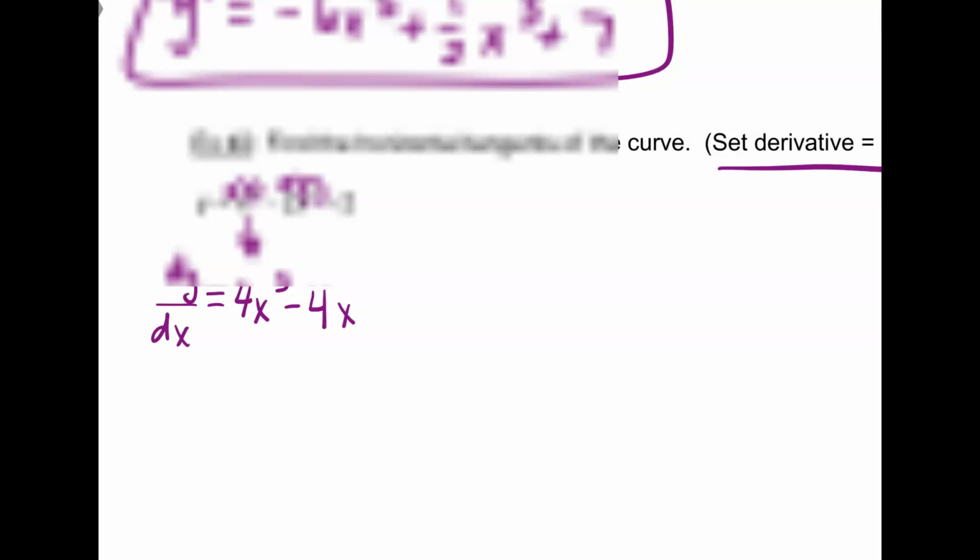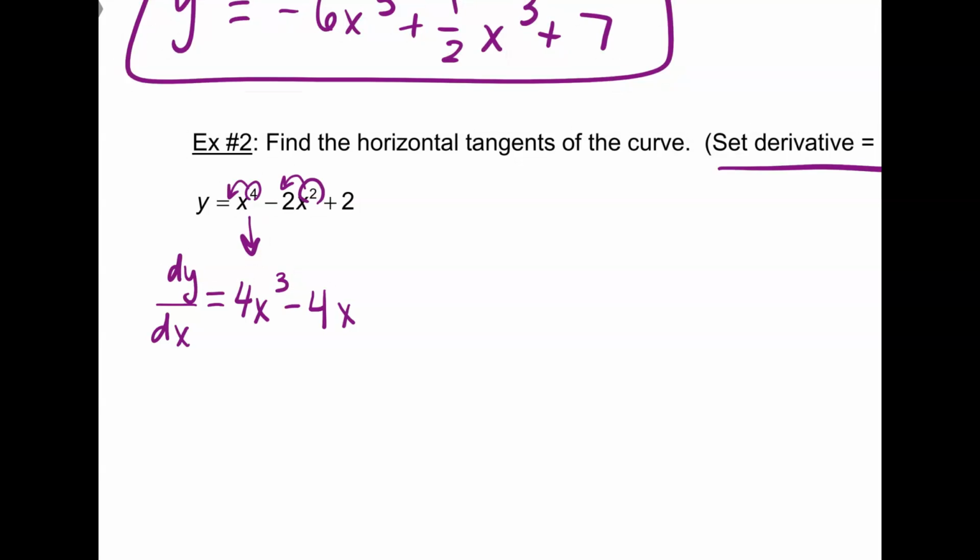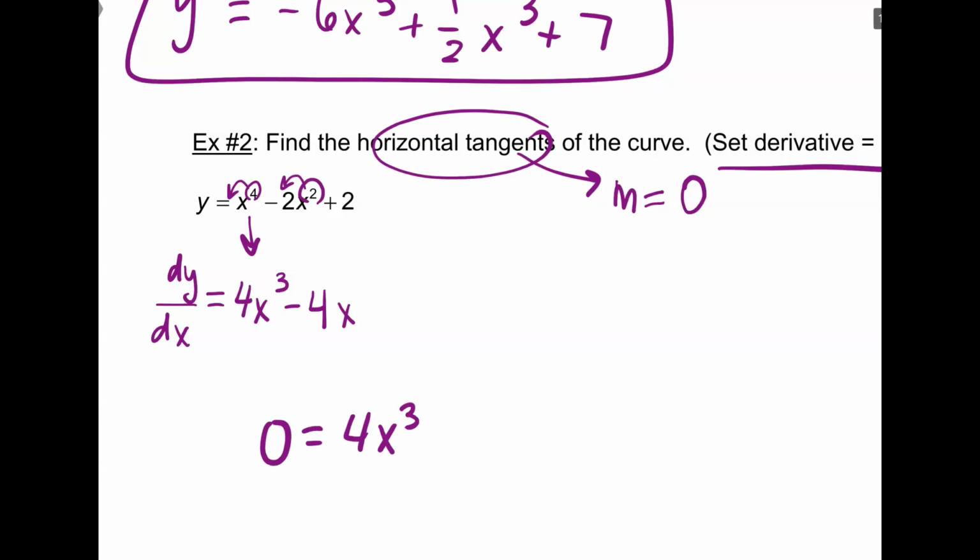Okay, so we're trying to find where the horizontal tangents of the curve are. What's the slope of a horizontal tangent? Horizontal tangent, what's the slope going to be if it's horizontal? 0. AKA, we're saying the derivative equals 0. And I have to find for what x values. Is it always 0? The slope of a horizontal line is always 0. A horizontal tangent is literally where your slope is horizontal, where it's 0.